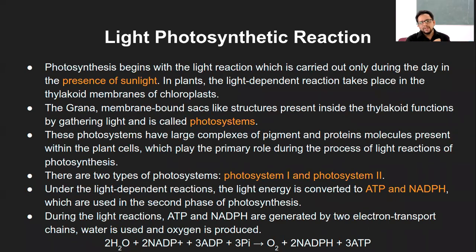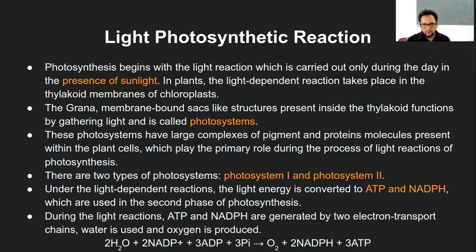So in plants, the light dependent photosynthetic reaction takes place in the thylakoid membranes of the chloroplast. Again, this is one of the differentiating factors from the dark photosynthetic reaction, which we'll see later. Why does it happen in the thylakoid membrane? Because obviously the chlorophyll pigment is present there.